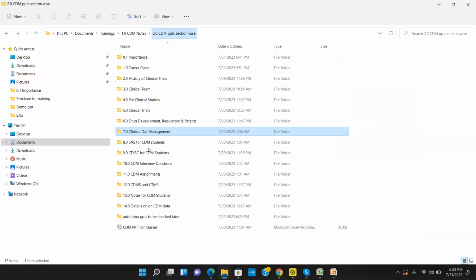Apart from that, I also connect the domain knowledge between the CDASH principles and CDISC principles. Usually CDISC principles are used by SAS programmers and CDASH principles are used by clinical data managers. I will also give some sessions for interview preparation, and every week I will give some assignments, which students are required to complete, and it should be tracked.